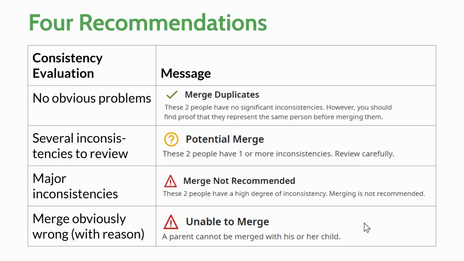Then the last one that is awesome is for some people, if you try to merge them, FamilySearch now just won't let you. For instance, this one says, unable to merge, a parent cannot be merged with his or her child, because obviously, physically, it's not possible for a parent to be the same human being as one of his or her children. So one of these four recommendations will be displayed to guide us to be more confident whether or not that merge is correct.